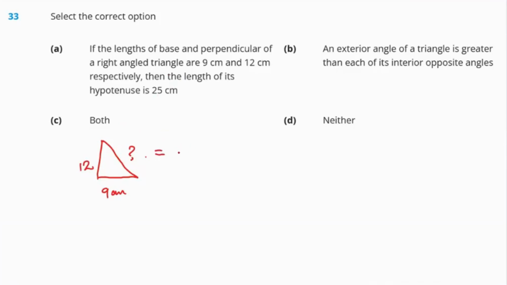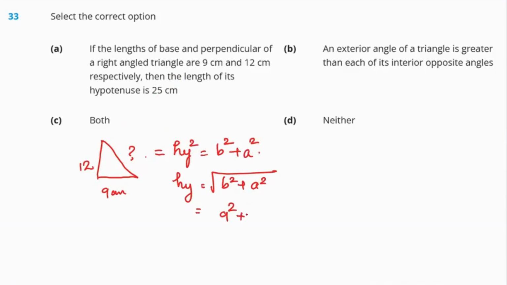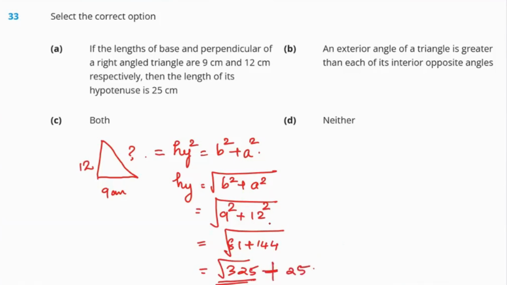So in this case, we have to use the Pythagoras theorem. According to the Pythagoras theorem, hypotenuse square is equal to base square plus altitude square, or hypotenuse is given by root of base square plus altitude square. So here the base square is 9 square plus altitude square, that is 12 square, under the root. Which is equal to 81 plus 144, which is equal to 325. Root of 325 is not equal to 25. So the first statement is wrong.